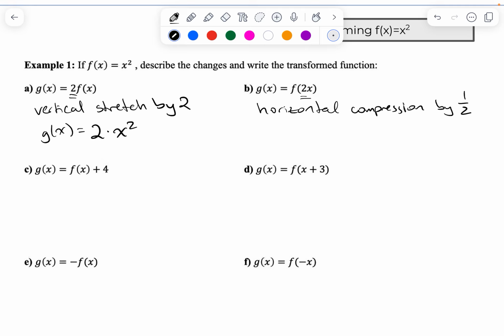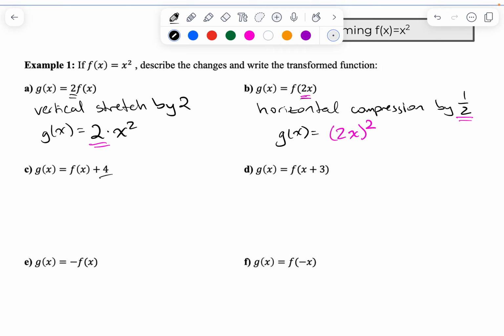So that looks like g of x is equal to, now this 2 was outside the function. This half is inside the function. So my new function is going to look like (2x) squared, right? Because that 2 is inside the function. And that's what's going to cause a compression by a half, okay?